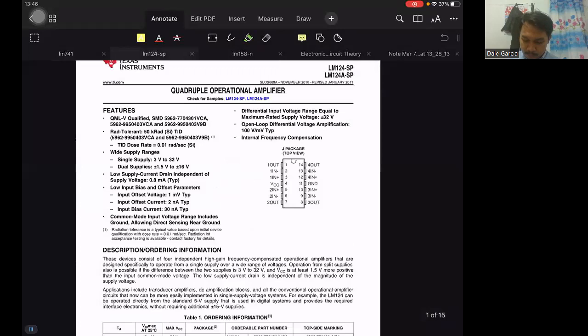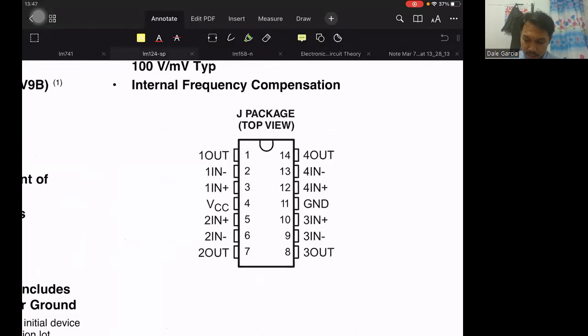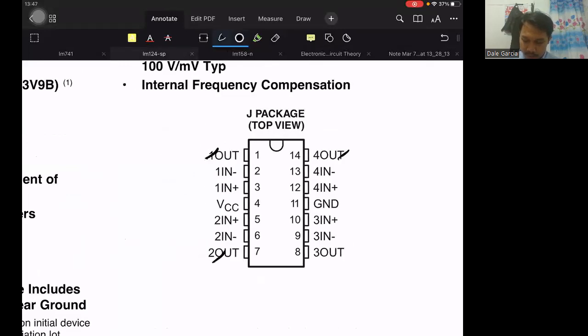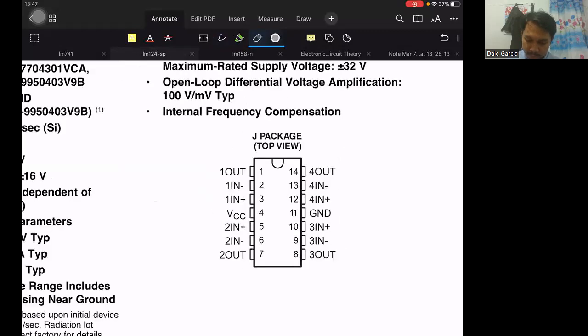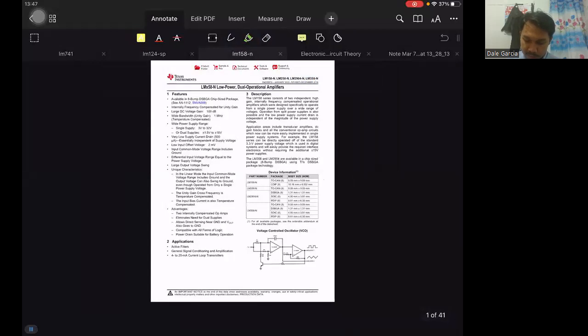You could observe that there are four outputs here: out 1, out 2, out 3, and out 4. There are four pairs of inputs: 1 input, 2 input, 3 input, and 4 input. There is only one pin for the source and only one pin for the ground. So those are both general purpose op-amps.